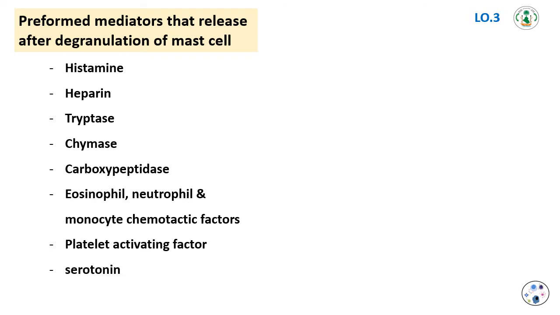Preformed mediators that are released after degranulation of mast cells are histamine, heparin, tryptase, chymase, carboxypeptidase, eosinophil, neutrophil, and monocyte chemotactic factors, platelet activating factor, and serotonin.